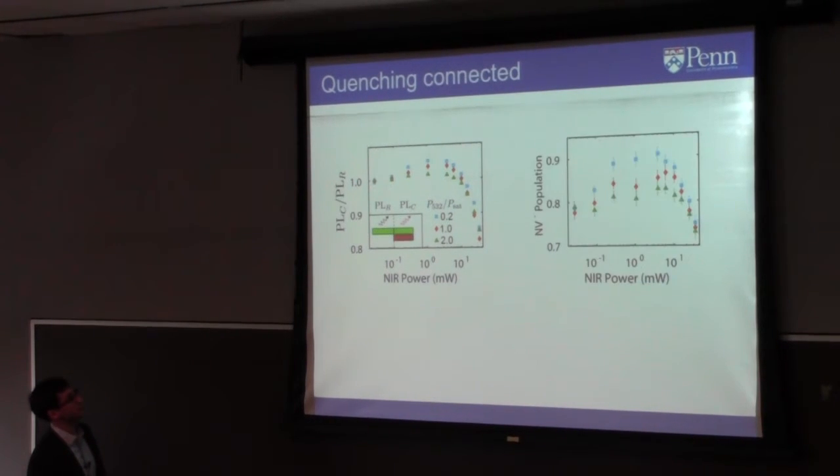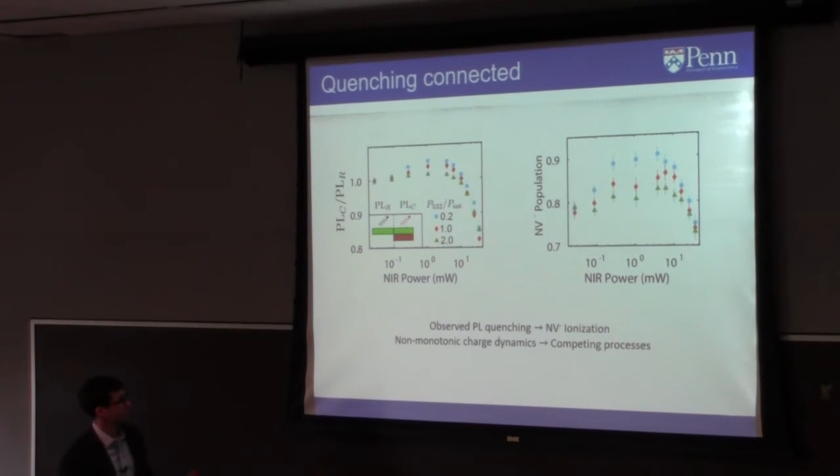And what's interesting is that if you measure the amount of NV- population, it directly tracks the photoluminescence. So we can say that this observed PL quenching is due to NV- ionization, i.e. we're removing an electron more efficiently with near-infrared power, and that there's some non-monotonic charge dynamics. Basically, what I mean by that is you increase NV- population, and then you decrease it. And what that means is that you have competing processes that are occurring at different powers of near-infrared.